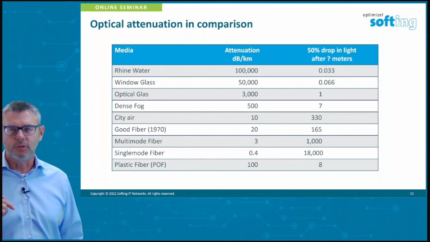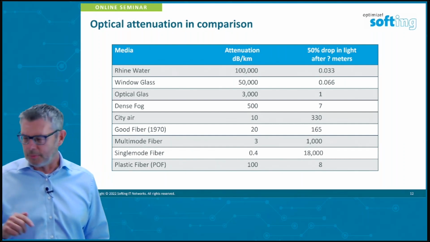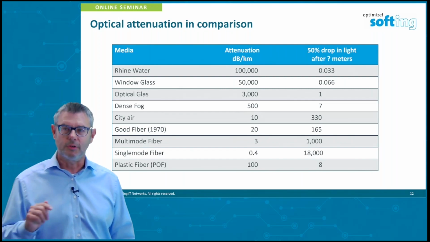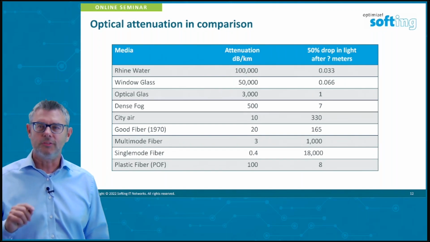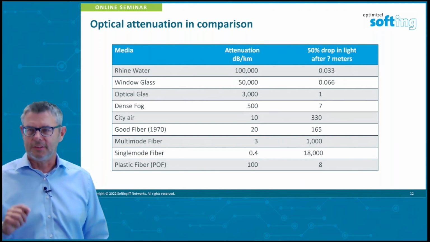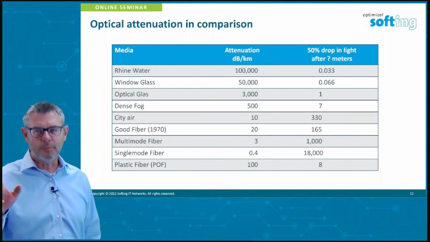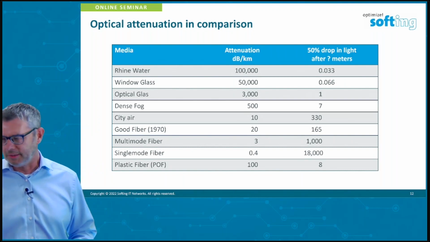Nowadays, we are down to about 3 dB of attenuation per kilometer for multi-mode fiber. Single mode fiber, the newest, the latest one, OS2 quality, we're at about 0.4 of a dB per kilometer. So you can really use it for long distance. So you can build up networks of about 40 or 100 kilometers without any amplifier in between. Fantastic for long distance data transmission.